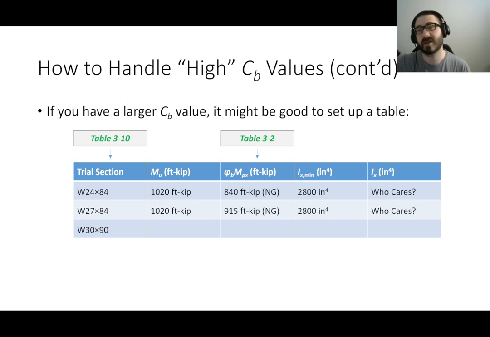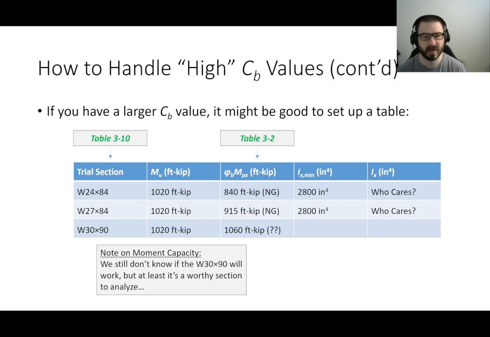So the next section that you go up and find is a W30 by 90. It needs to withstand an applied moment of 1020 foot kips. Now, the W30 by 90 has a plastic moment of 1060 foot kips. So does it work? I'm not going to say it's good because I don't know. I have to go through and analyze the section, but it's probably a valid section to start my analysis. So at a minimum, this is starting to look like a better choice. Again, we don't know if it's going to work, but it's at least a worthy section to analyze.